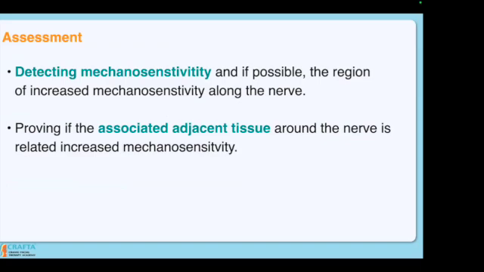When we do our assessment, we have to detect the mechanical sensitivity. Where is it? Where is it increased along the nerve? And that's, of course, not always easy. But if you know the areas where we can palpate, we can say, hey, this maybe is the area where the nerve is sensitized. And also think about the adjacent tissue around the nerve itself, which could be related to an increased mechanical sensitivity.